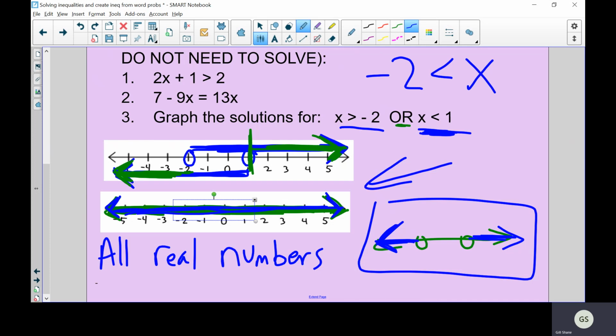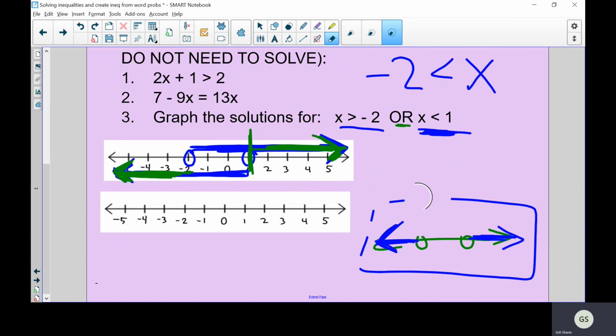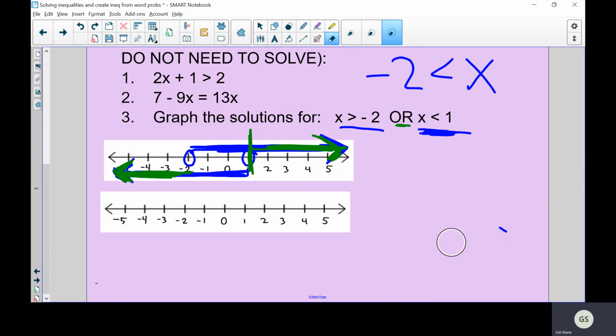Now here's the next question. What if this wasn't an OR compound inequality? What if that wasn't the word we had? Same exact two inequalities, so x is greater than -2, and then the other one is still going to be x is less than 1, but I'm going to change the word. And instead of making it or, I'm going to make it and.